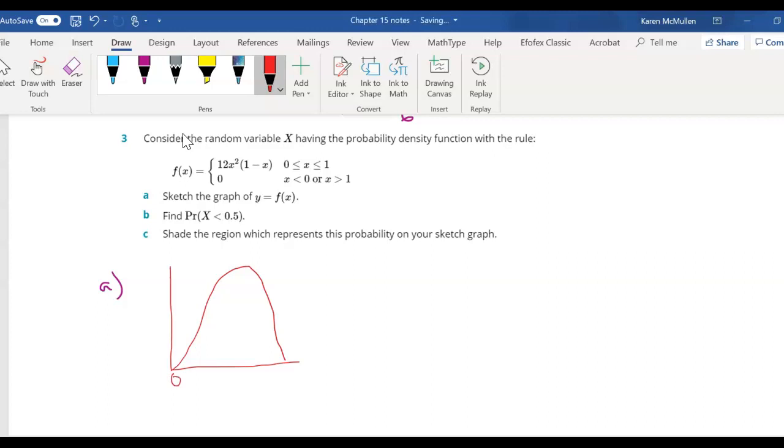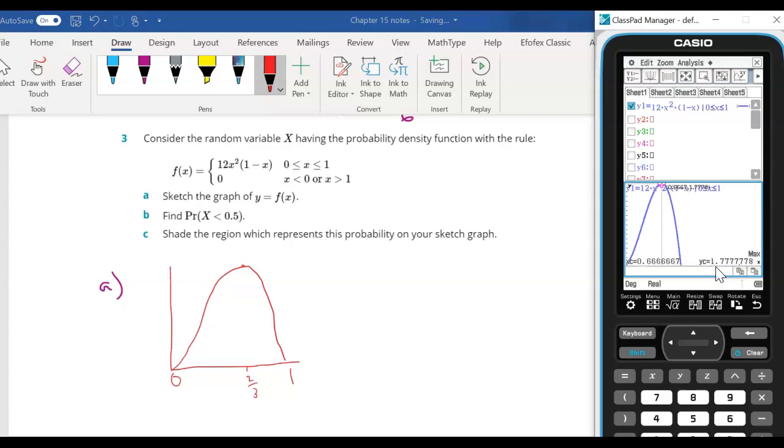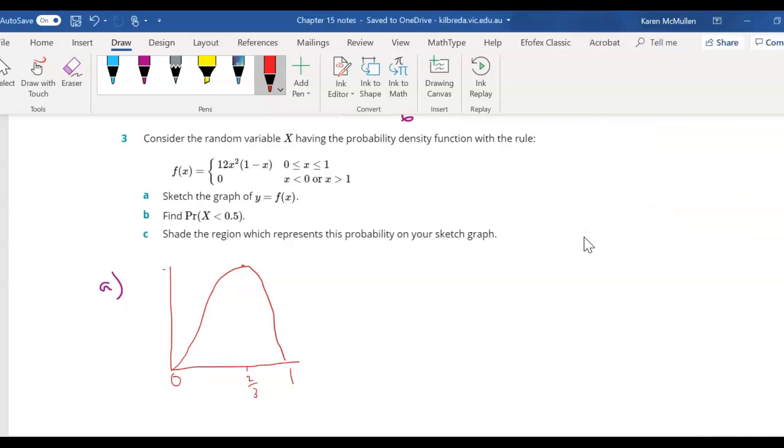Okay, so we're going from 0 to 1, and this point here, your maximum, what's that at? 2/3. And I just know that because it's 0.6666. And then we've got 1.77777. So that is 1 7/9, I think. But we can just substitute it into here, but just because we don't have time at the moment, I'm just going to leave it as a decimal value. Okay, so there's our graph.